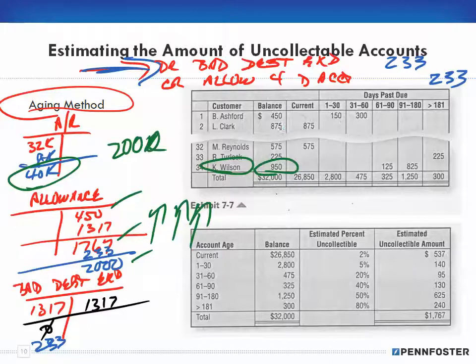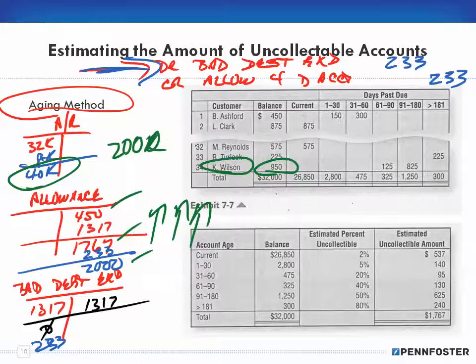Okay. Generally, if an account is 1 year old and you haven't been able to collect it, it should be written off. I mean, there are some exceptions, but a very high percentage of the time, anything that's been sitting on your books for a year is a bad debt, and you should get rid of it, take it off of your accounts receivable.